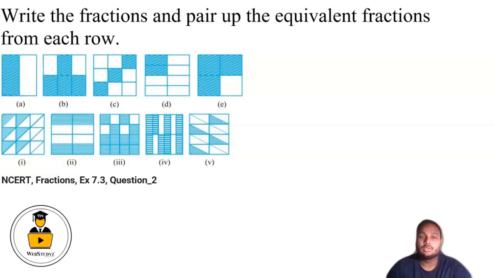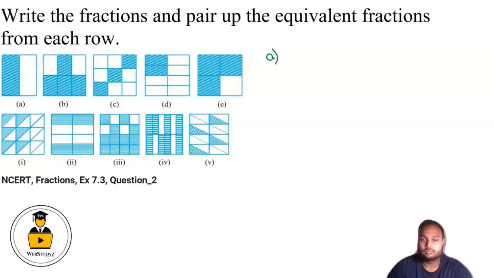Hello students, so in this question we have been asked to write the fractions and pair up the equivalent fractions from each row. Fine. So firstly we should know that fractions that have the same value, irrespective of their numerator and denominator, are equivalent fractions. Fine. So let us write the fraction of all the given figures from here first. So let us write one by one.